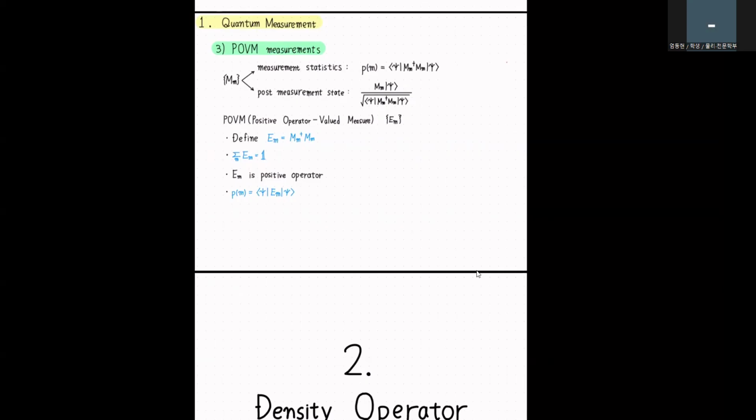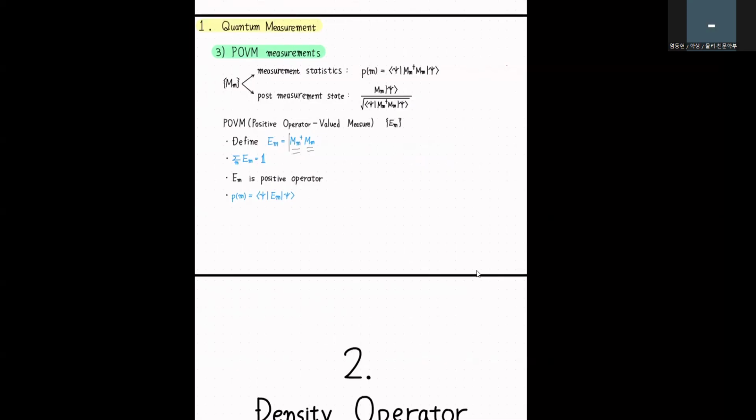So for positive operator valued measures, let's say we have this common operator, M_m dagger M_m, and this is used to calculate the measurement statistics or the probability. Well, let's say we can just define any positive operator to be equal to this, and we can easily see that it would always be positive. So how about we take the reverse approach and we define a positive operator to be this value.